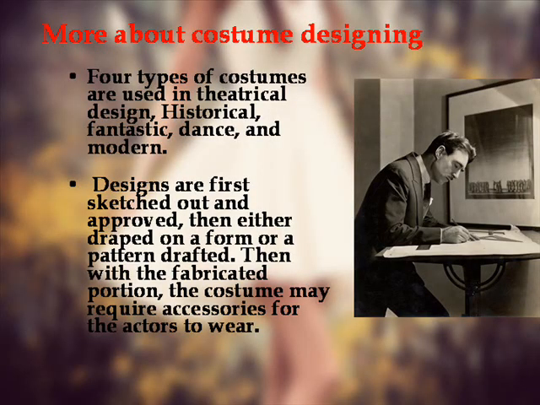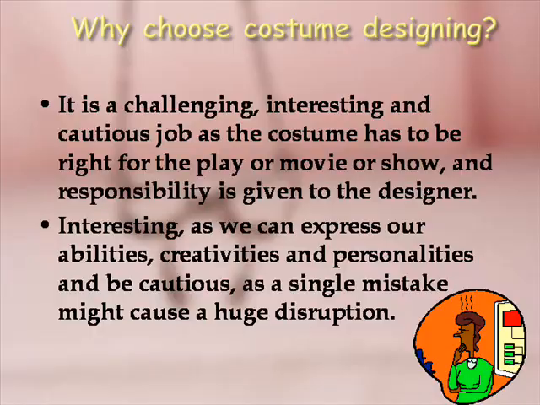Also, there are 4 types of costume used in theatrical design. They can be historical, fantastic, for dance, and/or modern. The designs are first sketched out and approved, then either draped on a form or a pattern drafted. Then, with the fabricated portion, the costume may require accessories for the actors to wear.